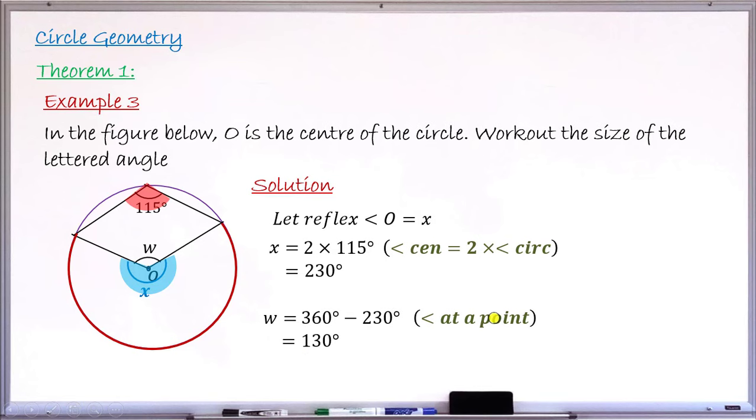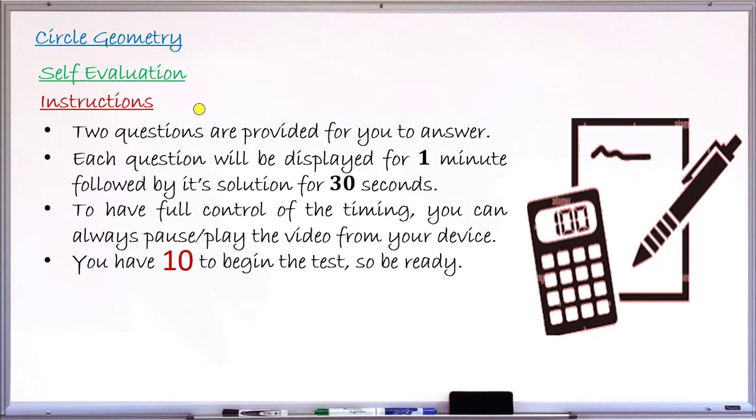With these few examples, I have come to the end of this very lesson today, my dear student. Let us just move quickly to the next segment, that is the self-evaluation segment of the lesson. My dear student, this is your self-evaluation segment of the lesson. In this segment, you have the opportunity to measure how well you understood this very lesson today. You have just two questions to answer, and those two questions are based on what you have just learned in this very lesson, that is circle geometry theorem 1.